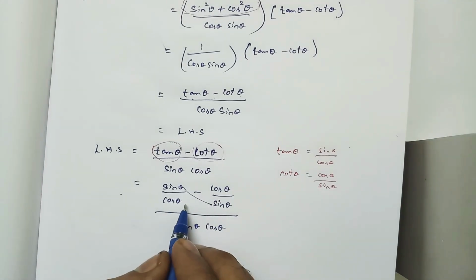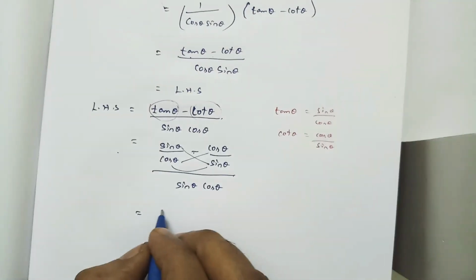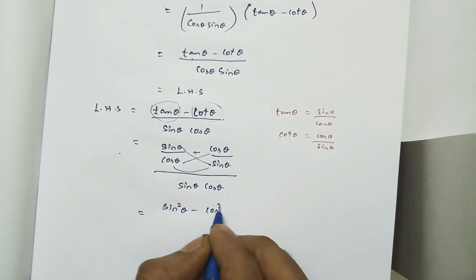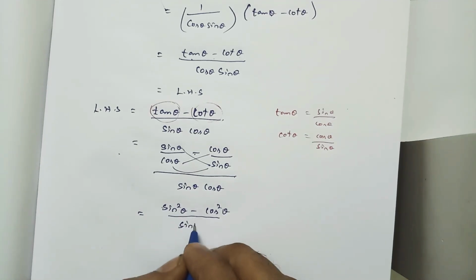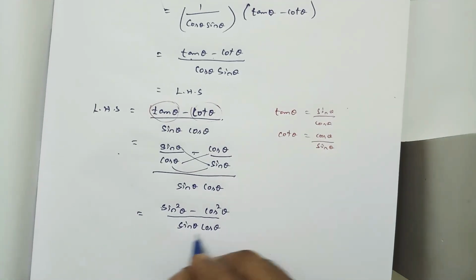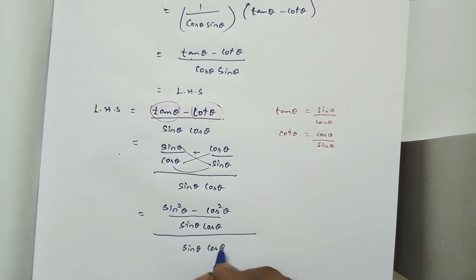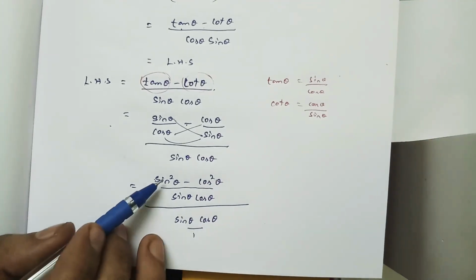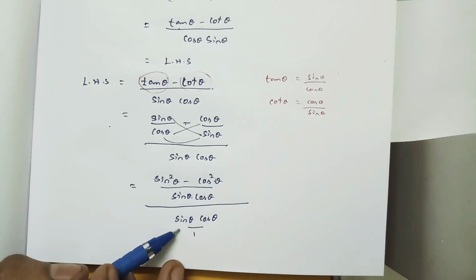Sin theta into sin theta, sin square theta, minus cos theta into cos theta, cos square theta, divided by sin theta cos theta, right? So sin square theta minus cos square theta divided by sin theta into cos theta, whole divided by sin theta into cos theta. So see the fraction: in the numerator sin square theta minus cos square theta divided by sin theta cos theta, denominator sin theta cos theta by 1, right?